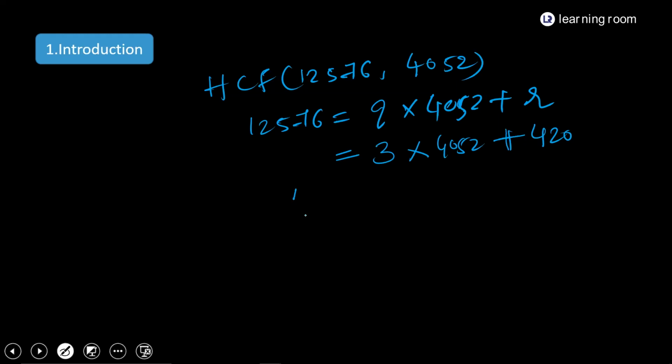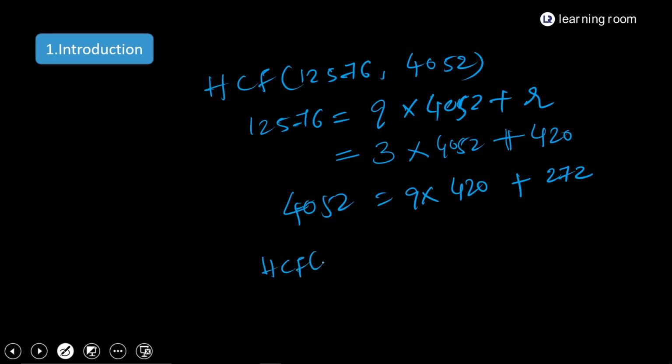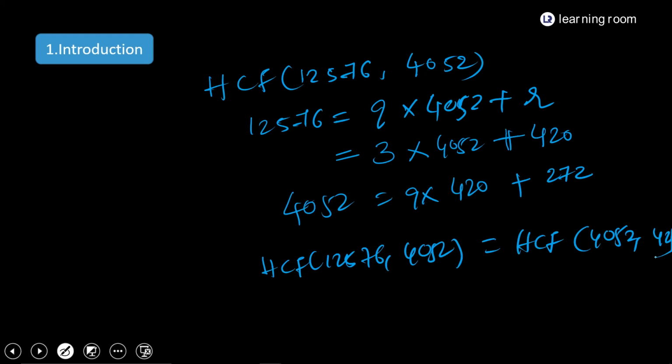So why are we doing it like this? We are saying that HCF of 12576 comma 4052 is equal to HCF of 4052 comma 420. That's what we are telling, right? That's why we are able to do this. Otherwise we can't do this, right? Can you prove it?